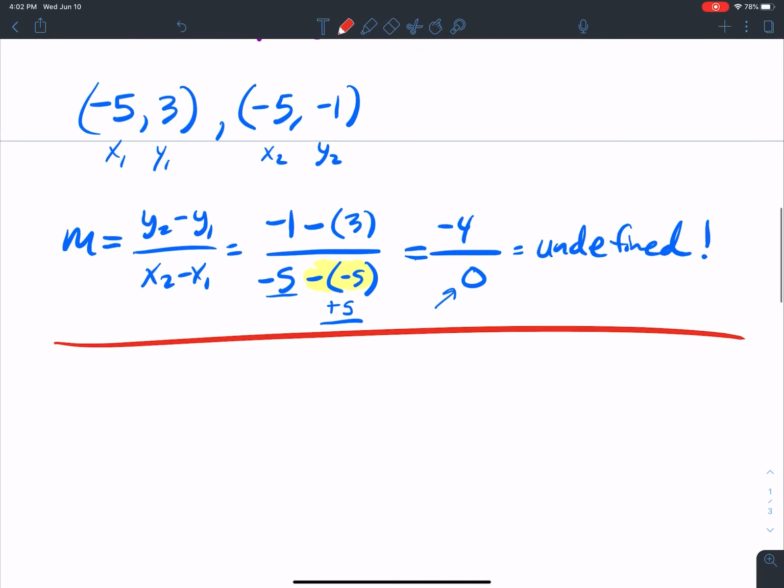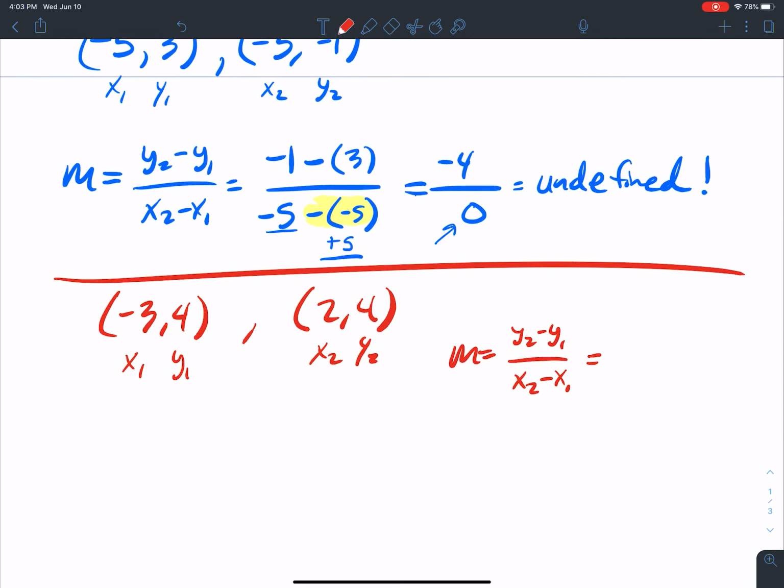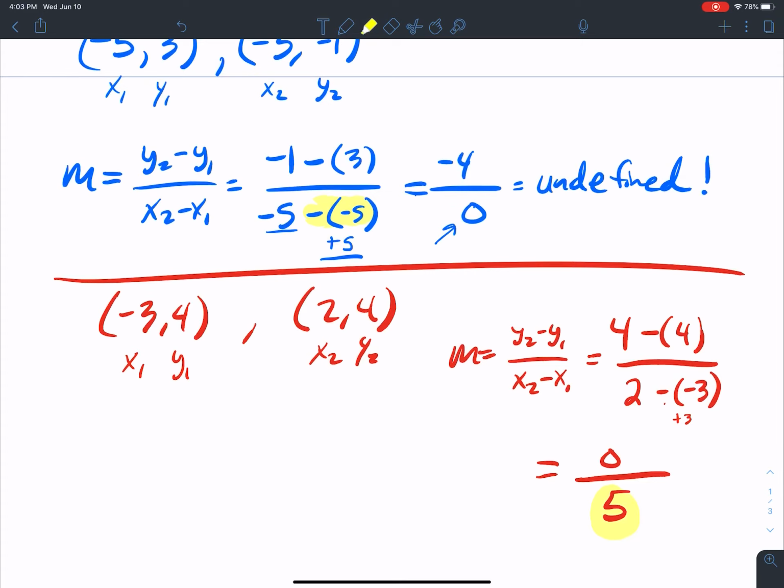Okay, try one more. Negative 3, 4, and 2, 4. Okay, so label first. x1, y1, x2, y2. So m is equal to y2 minus y1 over x2 minus x1. So if I do this, I get 4 minus 4 over 2 minus minus 3. So 4 minus 4 is 0 over, and then a minus minus makes a plus 3, over 5. And that's undefined, right? Ooh, wait, are we dividing by 0? No, we're dividing by 5.